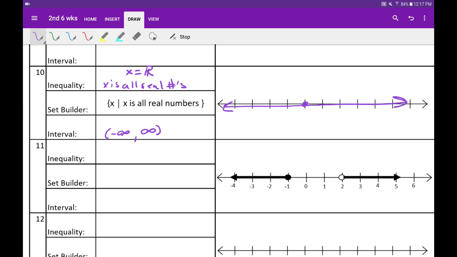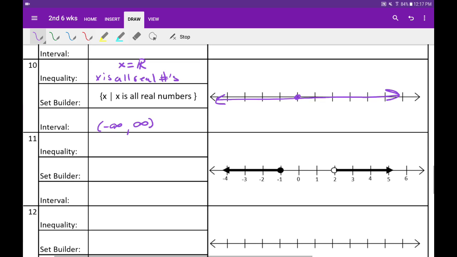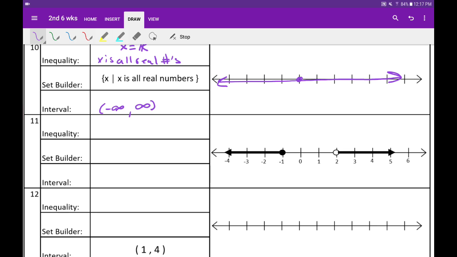Let's look at number 11. Here is the split situation where you have one point with the arrow going in one direction and the other point with the arrow going the other. It's kind of a split interval. We talked about this in our notes. It basically means we're going to need two inequalities or two intervals to describe it.